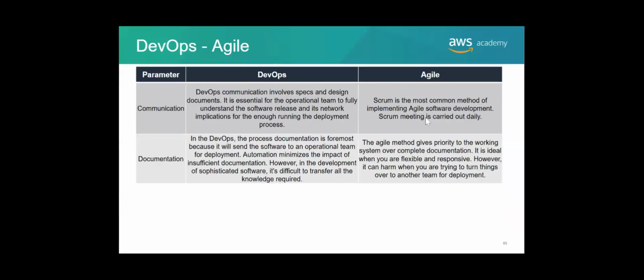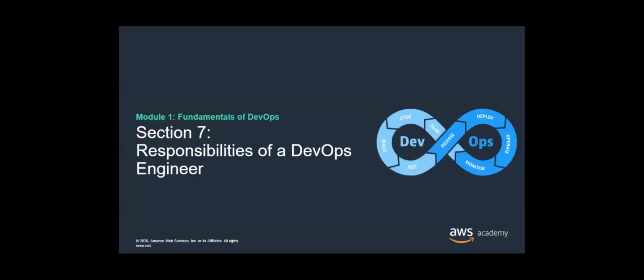Next, documentation. The process documentation is foremost because it will send the software to an operational team for deployment. Here, the Agile method gives priority to the working system over complete documentation. It is ideal when you are flexible and responsive. So that's the difference between Agile and DevOps methodology. That's just a general question they will ask you. For that, we have mentioned it.